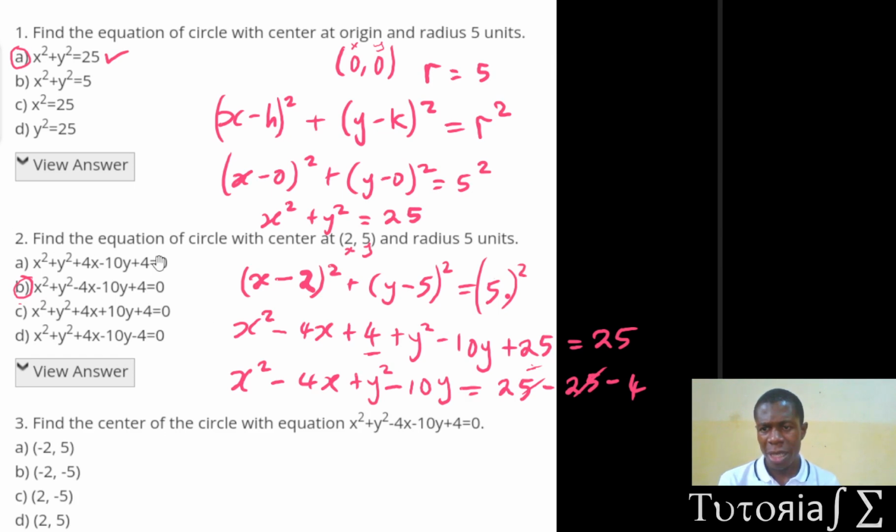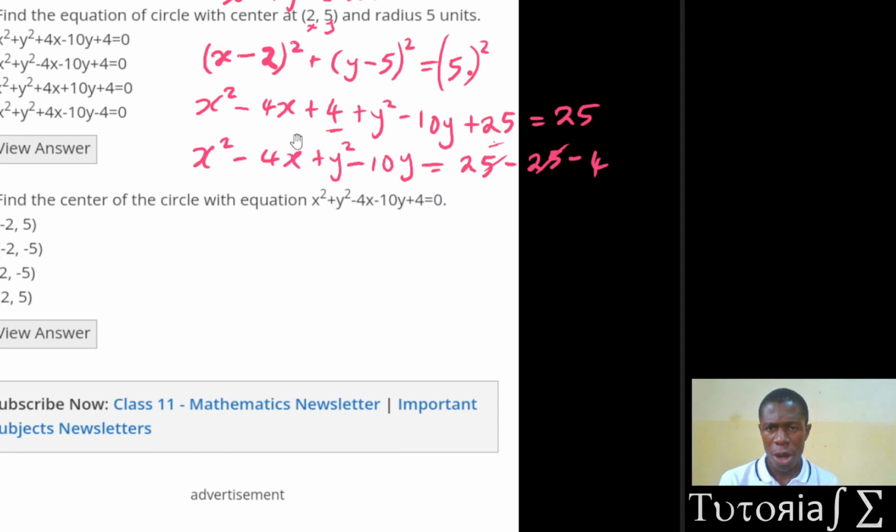So if we arrange, that is basically what you'll be doing. When you rearrange this, you say x squared, then you write the y squared part, plus y squared, then negative 4x, then negative 10y. Then when this comes to the other side of the equal sign, that will be plus 4 equals 0. We see that B is the answer there. So that is what you're supposed to do if you're given the center and the radius to find the equation of the circle.